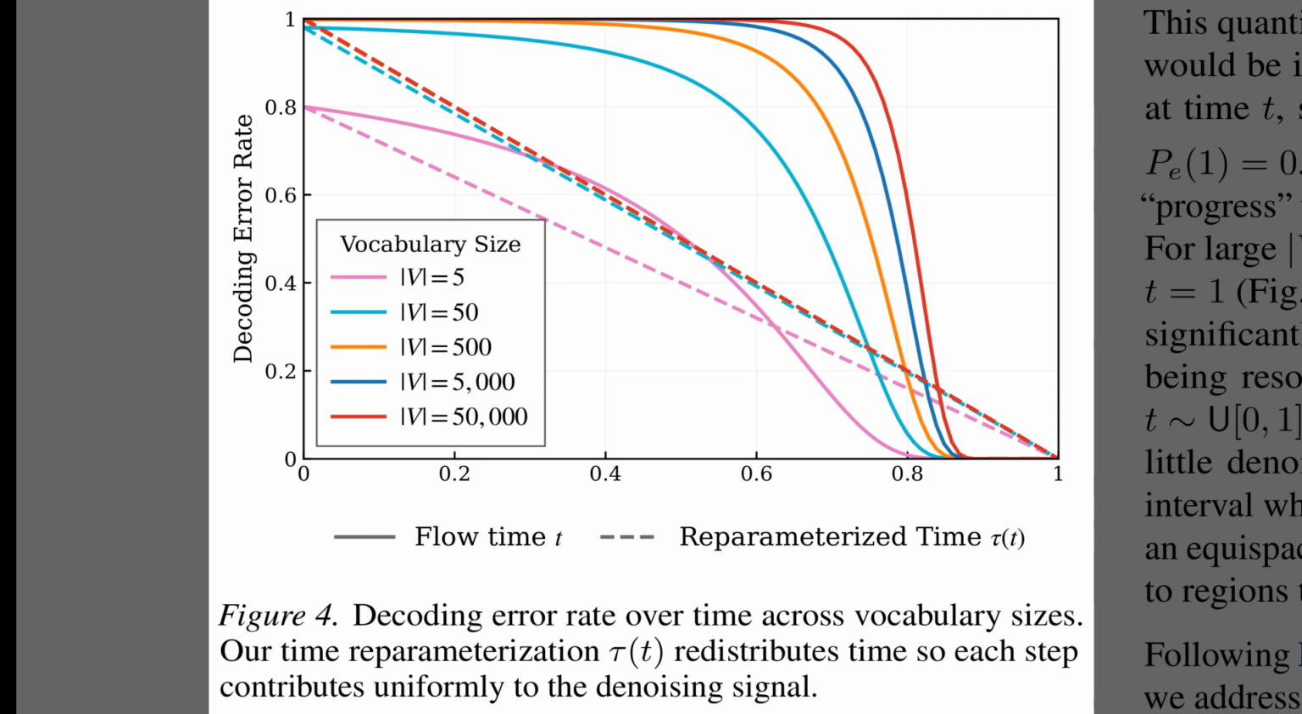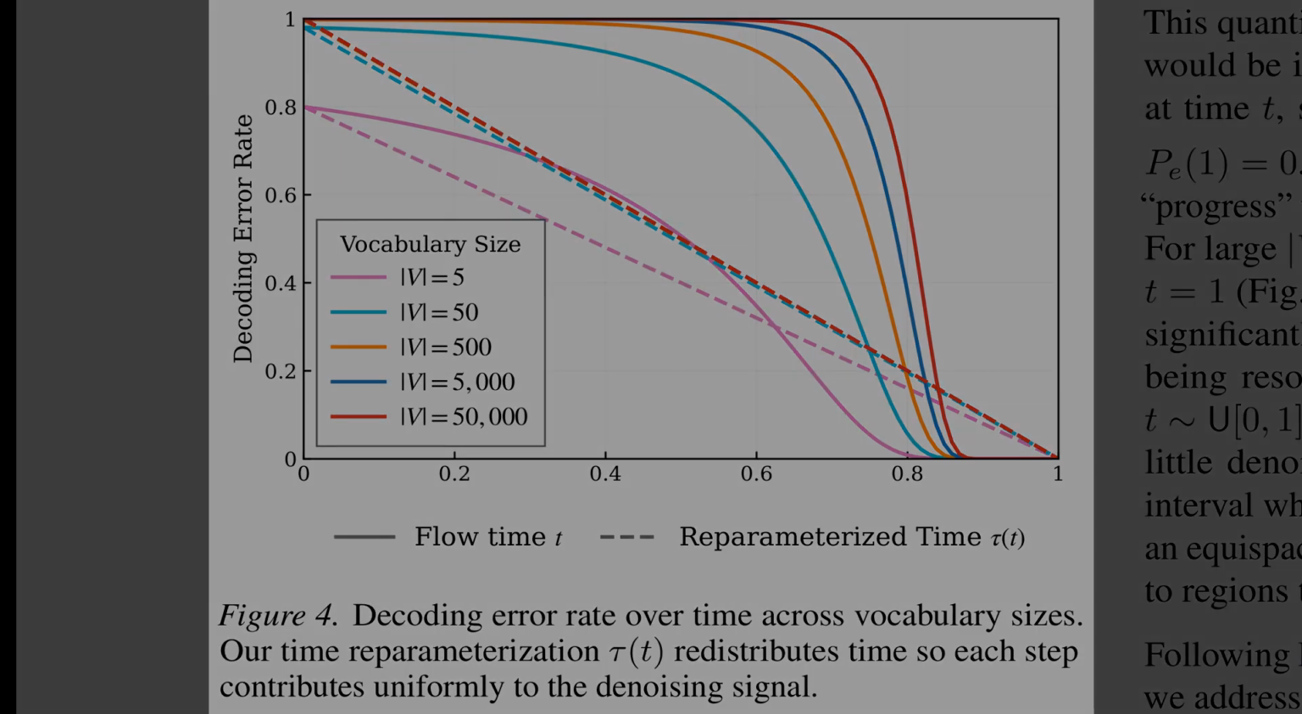Okay, Figure 4 addresses a practical challenge, the timing of when the model learns. The solid curves track the decoding error rate using standard flow time. Notice how for large vocabularies, like the red line for 50,000 words, the error stays high until the very end, then drops like a cliff. This means the model rushes to decide everything in a tiny window. To fix this, the authors introduce a reparameterized time schedule, shown by the straight dashed lines. These diagonals ensure the error rate drops steadily, which is critical for stabilizing training at scale.